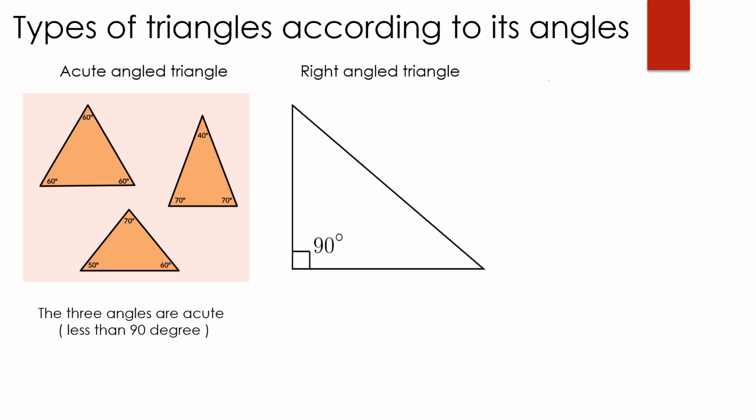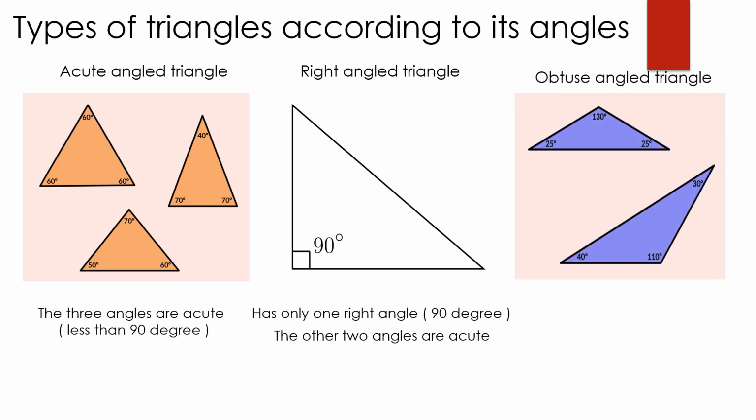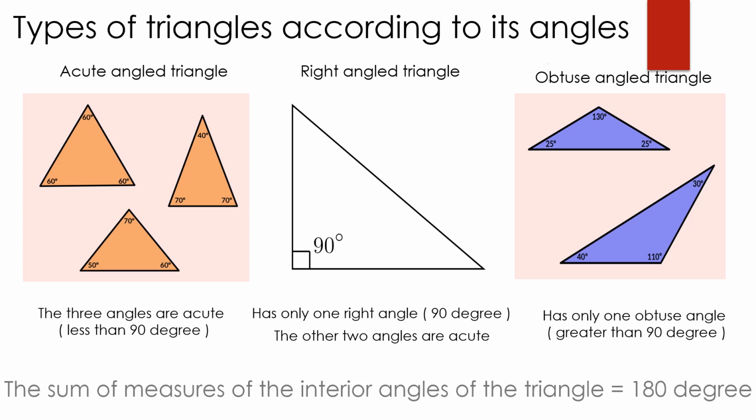Right angle triangle. Has only one right angle and the other 2 are acute. Obtuse angle triangle. Has only one obtuse angle and the other 2 angles are acute. Don't forget, the sum of measures of the interior angles of any triangle equals 180 degrees.